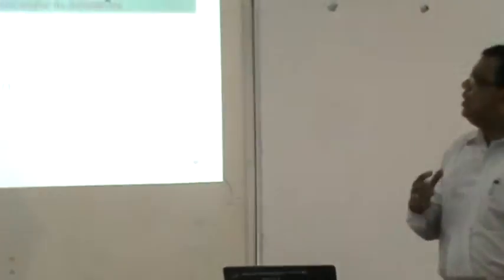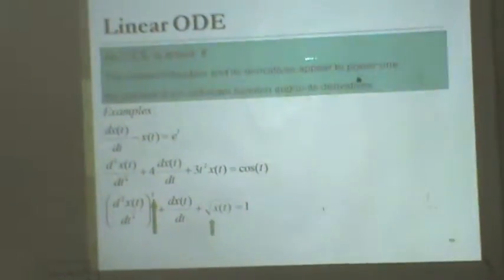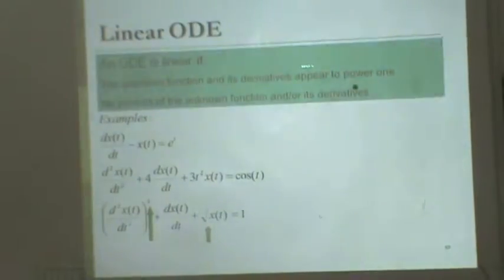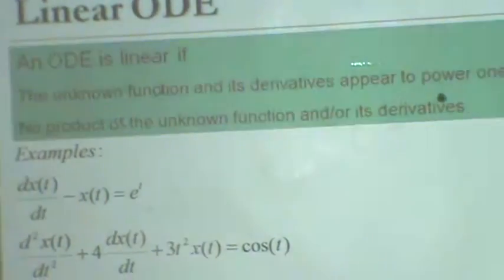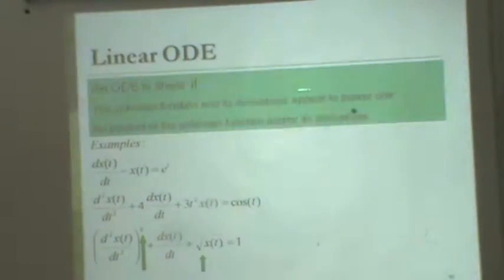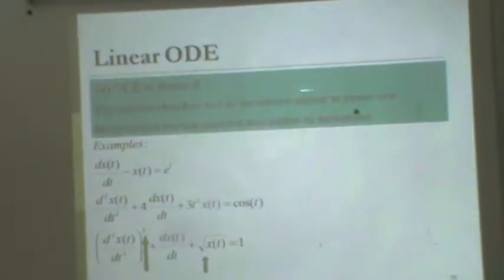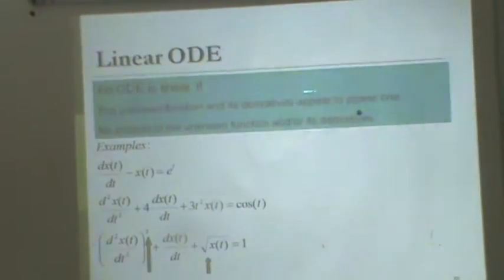So what about the linear ordinary differential equation? Because linear differential equations play a very important role in engineering sciences, in almost all branches of engineering. A linear differential equation is an ordinary differential equation in which the unknown function and its derivatives appear to power 1, and there is no product of the unknown function and its derivatives. So the degree of the differential equation must be 1 and there should be no product of the derivatives.